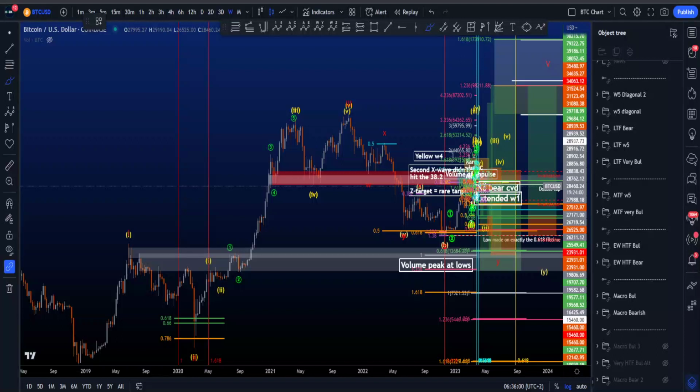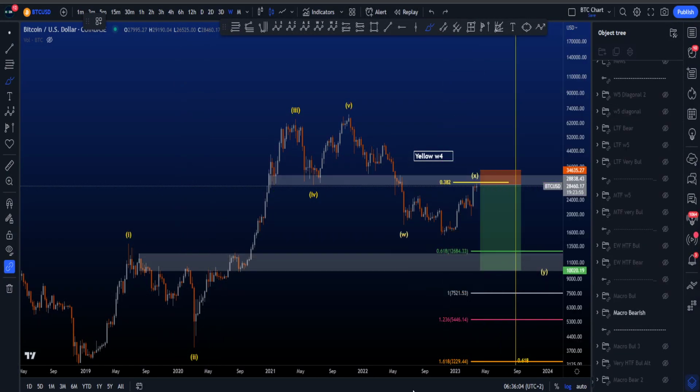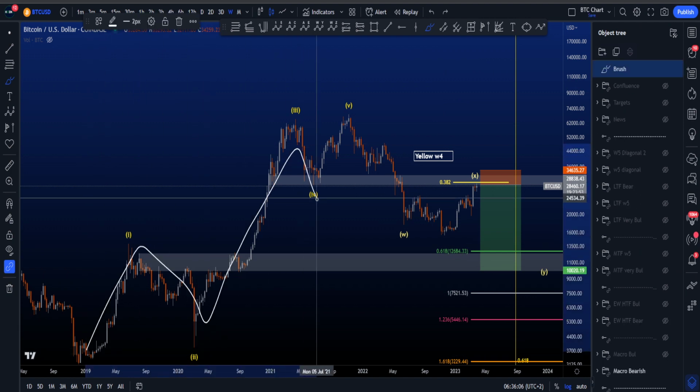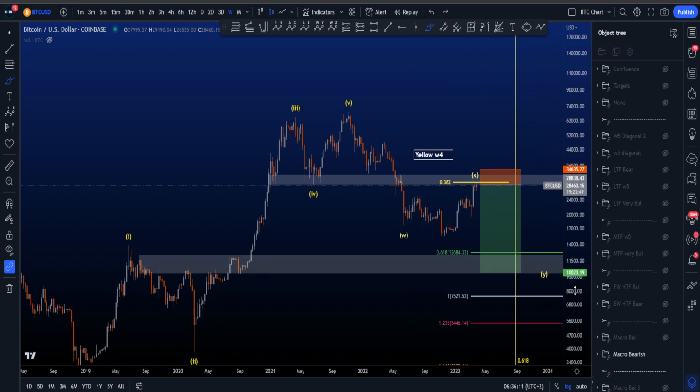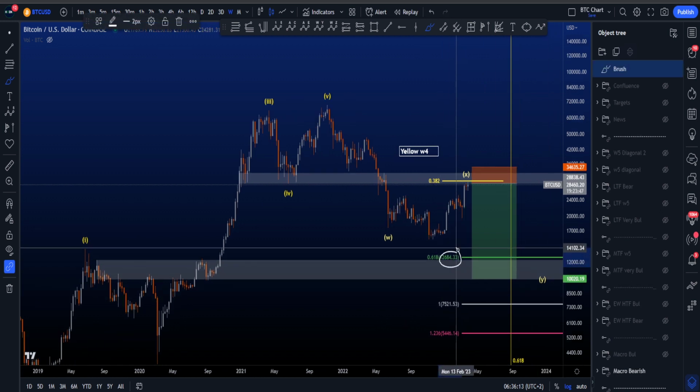Hi everyone, let's go through all my scenarios from macro to the lower time frame, starting on the macro with the bearish scenario where I'm looking for a 1, 2, 3, 4, 5 and then a corrective WXY to the downside with targets lower than 12.6k.